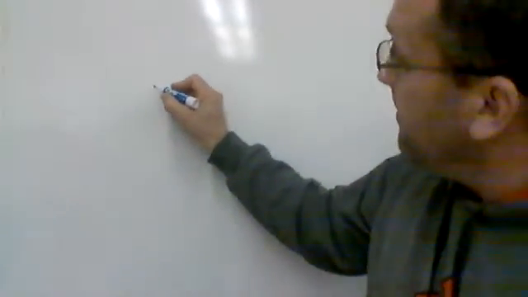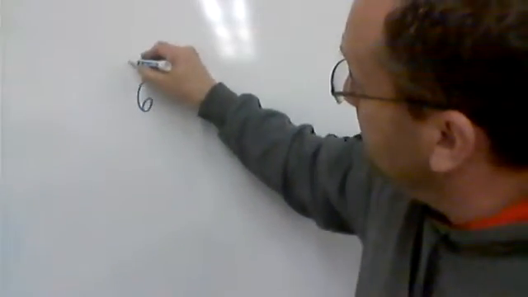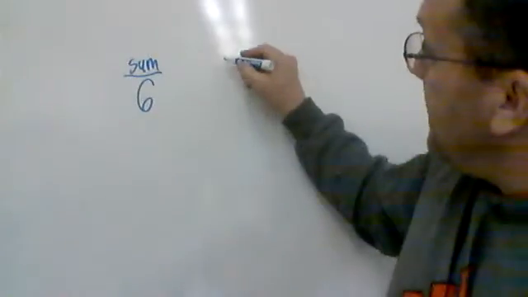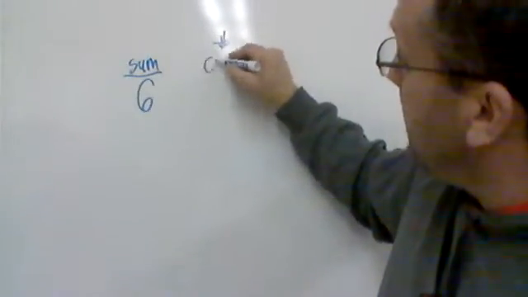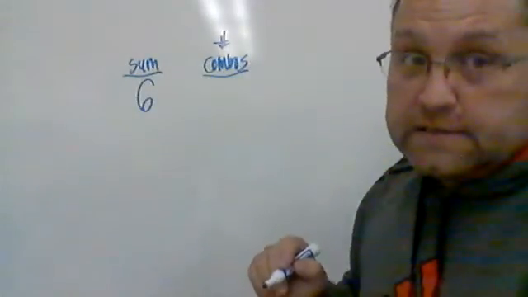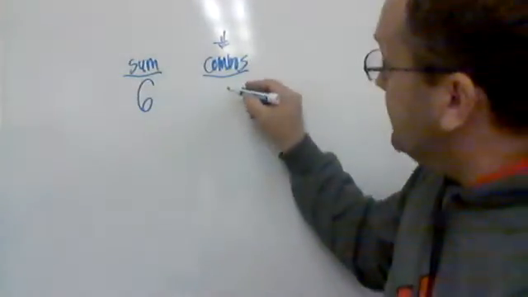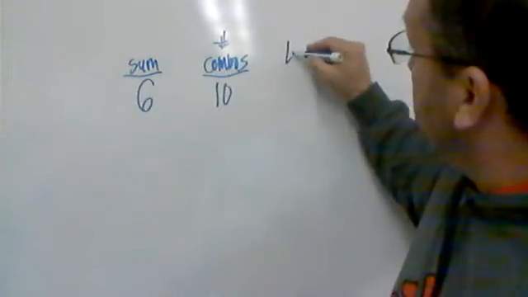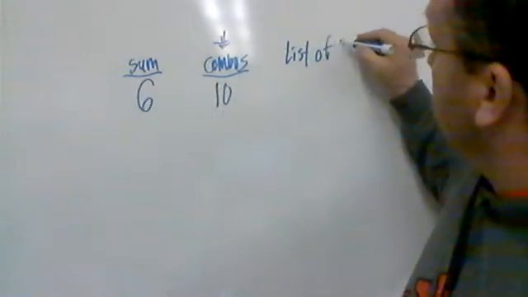So for a possible sum of 6, okay, I gave you that. I had the number of combos all through my 6 data sheets there. I counted 10 of them, okay? And what were those list of combos?